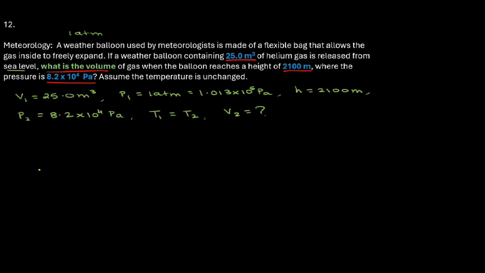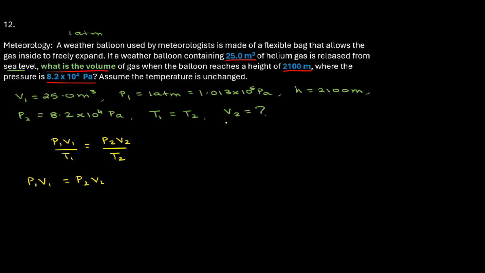I'm going to use the combined gas law to solve this problem. The combined gas law says P1 V1 over T1 is equal to P2 V2 over T2. And when the temperature remains the same, this combined gas law can be transformed into Boyle's law, which says that P1 V1 is equal to P2 V2. We can just cancel off these temperatures because they are equal to each other. And that transforms your combined gas equation to Boyle's law.